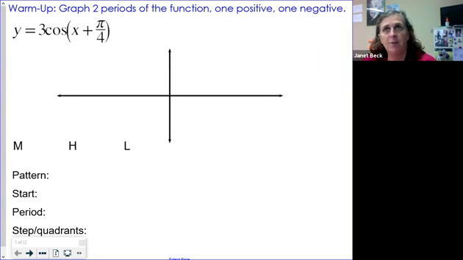Spend a couple of minutes on the warm-up, see what you can graph from that, and I'll go over it in a couple of minutes.